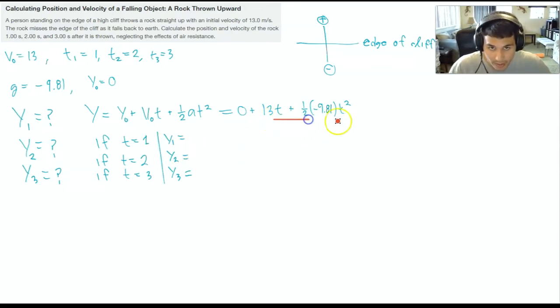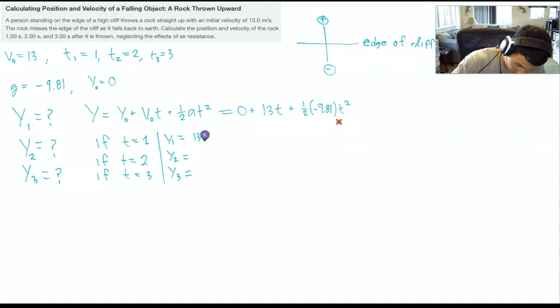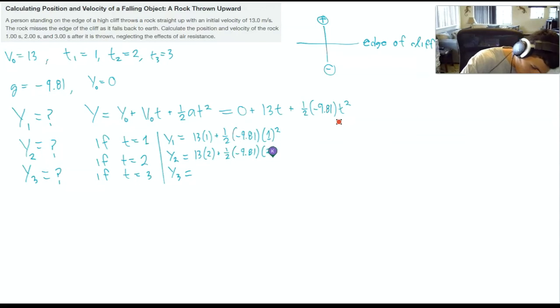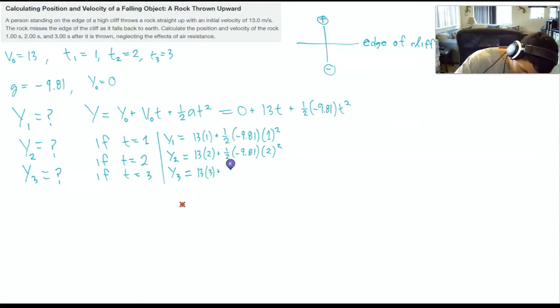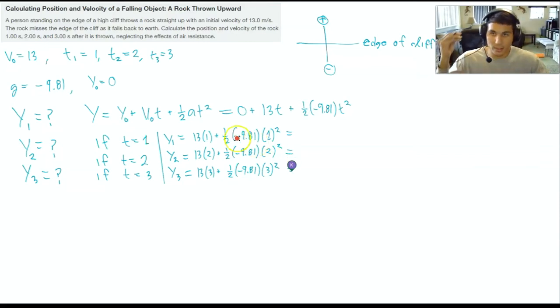So let's just insert 1 second into this. So we get 13 times 1 plus 1/2 times negative 9.81 times 1 squared. What's the next one? We're going to get 13 times 2 plus 1/2 times negative 9.81 times 2 squared at the end here. We're squaring time, right? And we'll go 13 times 3 plus 1/2 times negative 9.81 times 3 squared. And let's write down this answer. Now I'm going to pause the video and get you guys the answers.